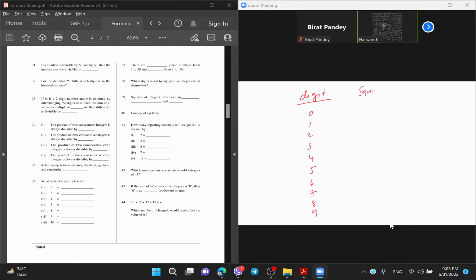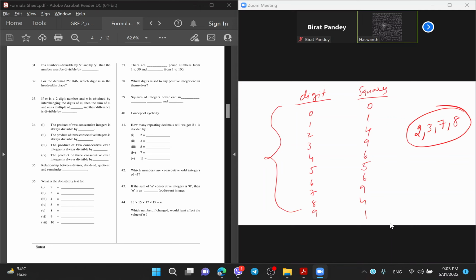So whenever you are taking squares, if 0 is in the units digit, 0 square will end in 0. 1 square ends in 1. 2 square ends in 4. 3 square ends in 9. 4 square ends in 6. 5 square ends in 5. 6 square, 6. Again 9, 4, 1. So these are the possible numbers from 0 to 9. When you are taking the squares, they are ending in 0 or 1 or 4 or 5 or 6 or 9. And what are the numbers missing from this list? 2, 3, 7, 8.